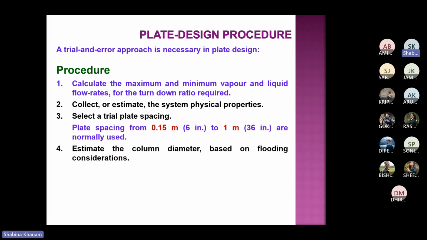So once I decide the flow rate considering flooding condition, we are already aware of the flow rates V and L, which you have already decided in step one. And here you can calculate the velocity at which flooding will occur. Division of these two will give you the area, and we will use that area to find out the column diameter. That point we will also discuss in detail further.